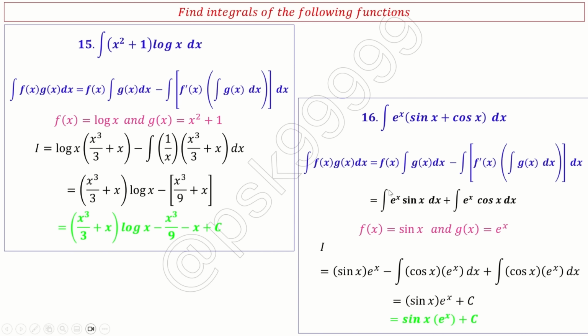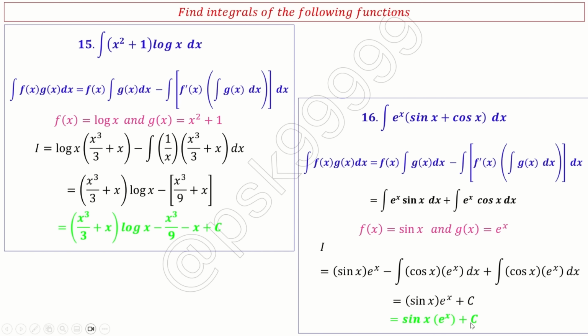Now if I take this part, where sin x is my f of x and e to the power of x is g of x, and apply integration by parts only to this one, it becomes sin x into e to the power of x minus integration of cos x into e to the power of x dx. Now I am left with plus integration of e to the power of x into cos x dx. These two get cancelled. I am left with sin x into e to the power of x plus constant. So this is the final answer.